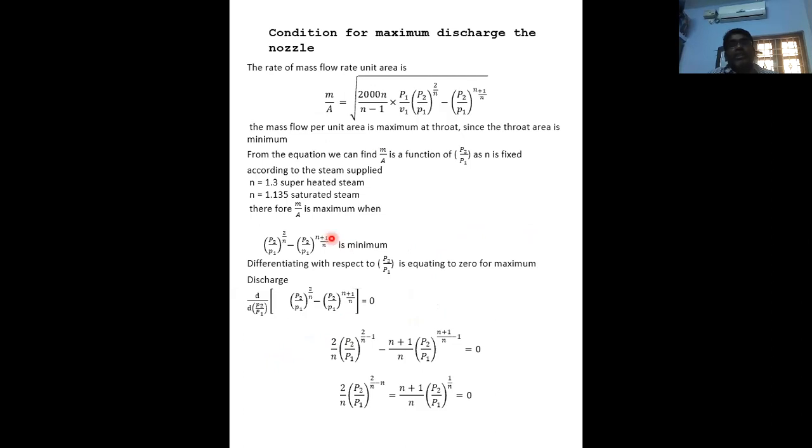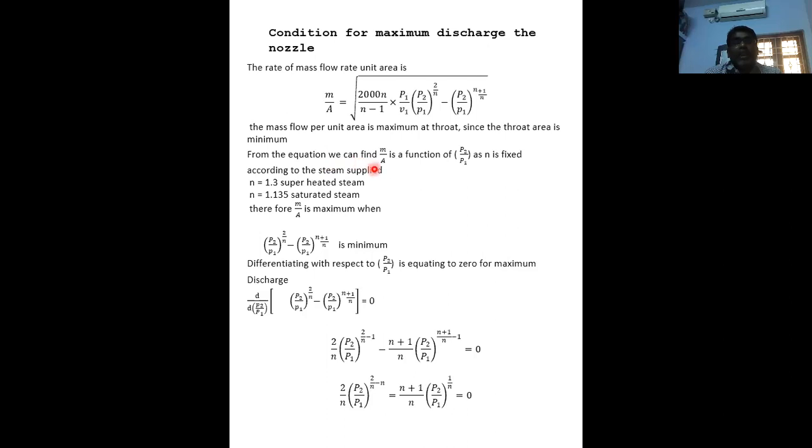In the next slide we discuss the condition of maximum discharge of the nozzle. The mass flow rate per unit area is m by A equal to the square root of 2000 n divided by n minus 1 into P1 V1 into (P2 by P1 power of 2 by n minus P2 by P1 power of n plus 1 by n). The mass flow per unit area is maximum at the throat, since the throat area is minimum. Here 2000 n by n minus 1 into P1 V1 is fixed.